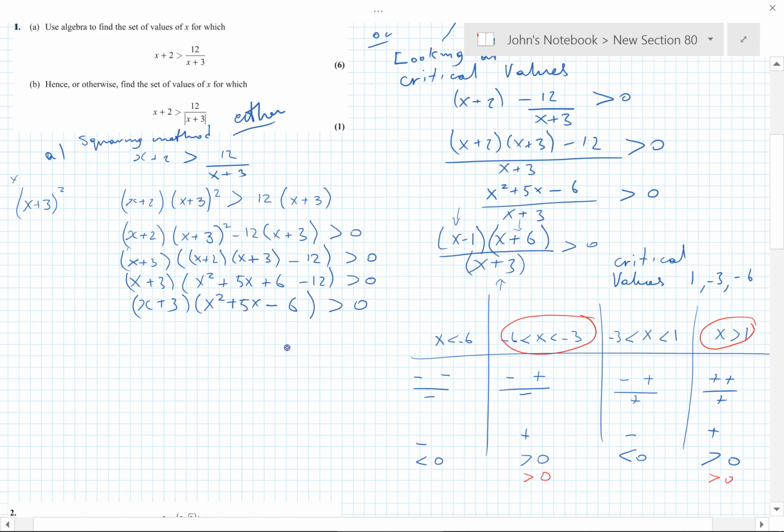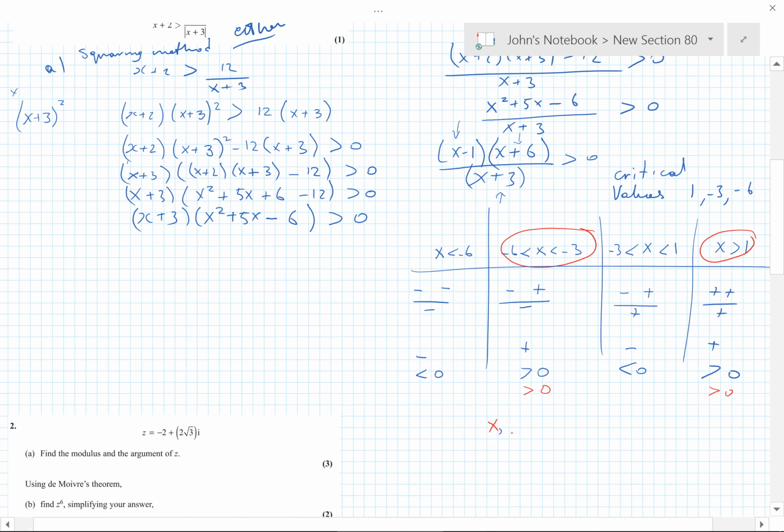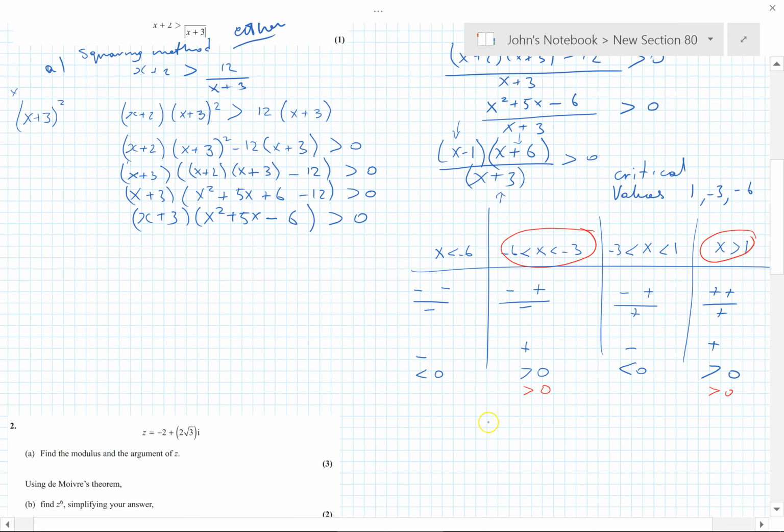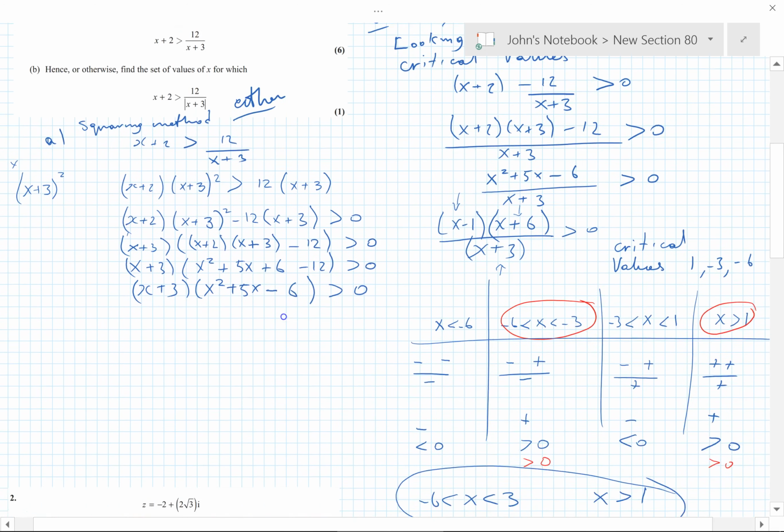Which gives us our answer. x is greater than, let's just change the colour again. That's what I was trying to do there. So that means that the final answer is x is greater than -6 but less than 3, and x is greater than 1. Okay, so that's our final answer for that question.